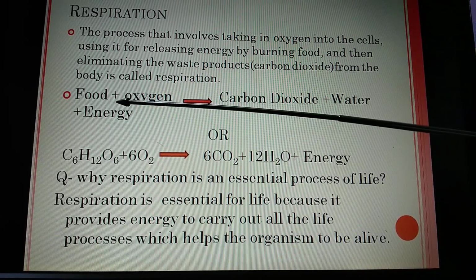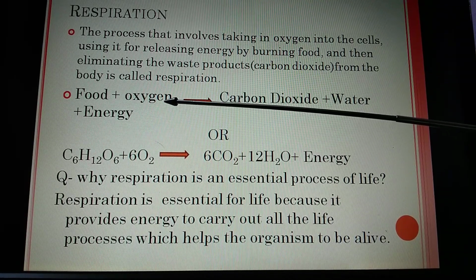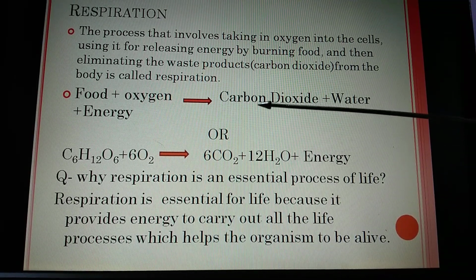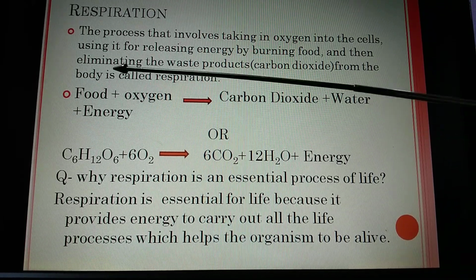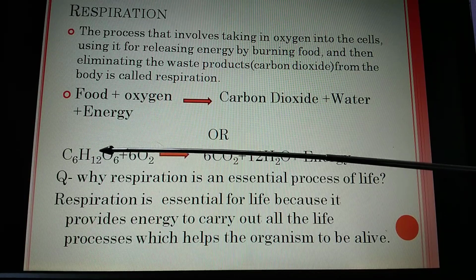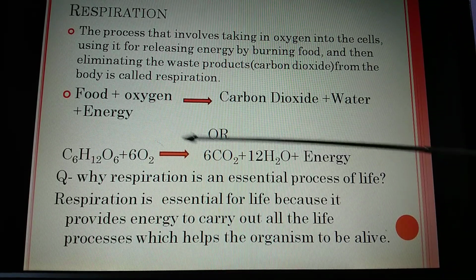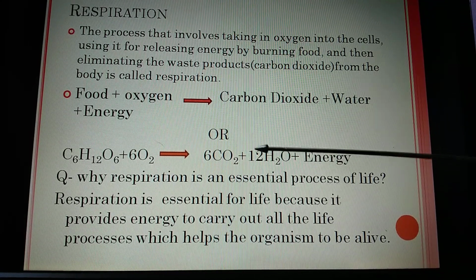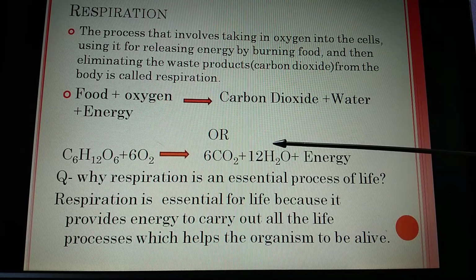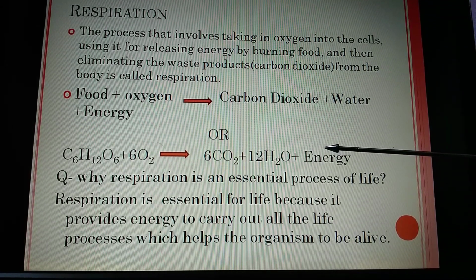The equation for respiration is food in the presence of oxygen produces carbon dioxide and energy in the form of ATP. Food means glucose, C6H12O6, which in the presence of oxygen leads to the formation of 6 molecules of carbon dioxide and 12 molecules of water with the liberation of energy in the form of ATPs.